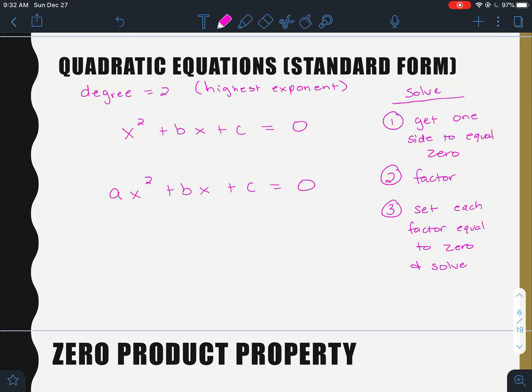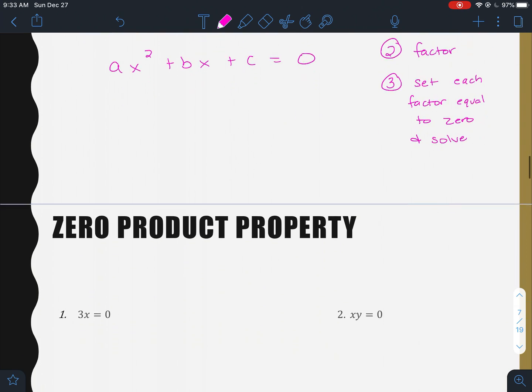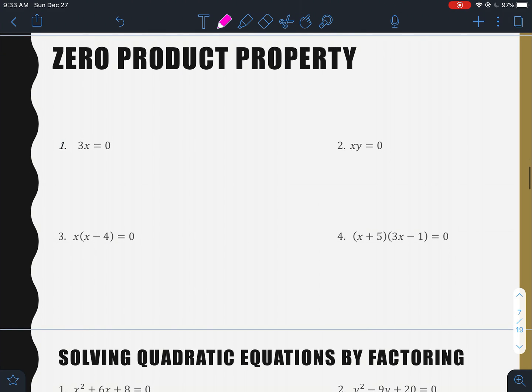So again, when we want to solve quadratic equations, our steps are going to be, you need to get one side of the equation to equal 0, so you might have to move some terms. Step 2 is you're going to factor, like we've been factoring in this unit. And then step 3 is you're going to set each of those factors equal to 0 and then solve. So the zero product property is that property that we're going to use in step 3.